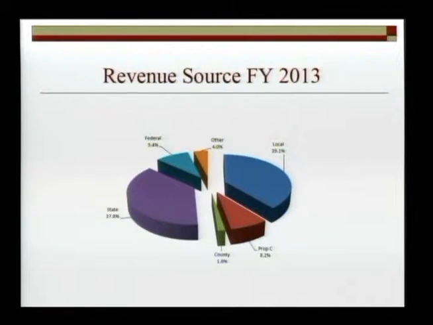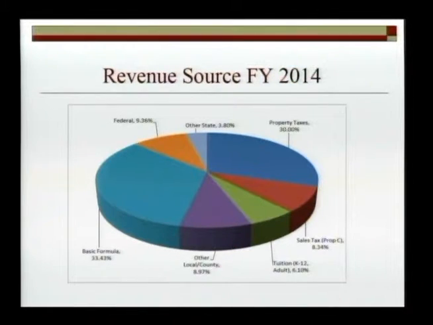This particular slide shows a pie graph of our revenue sources, how we actually ended fiscal year 13. The state now comprises 37.8% and local 39.1%. So again, we're seeing that the total local revenue is a bigger piece of the pie.